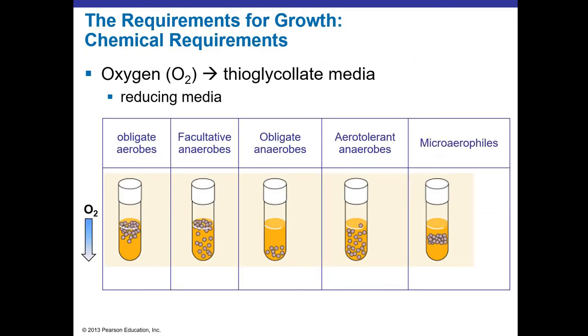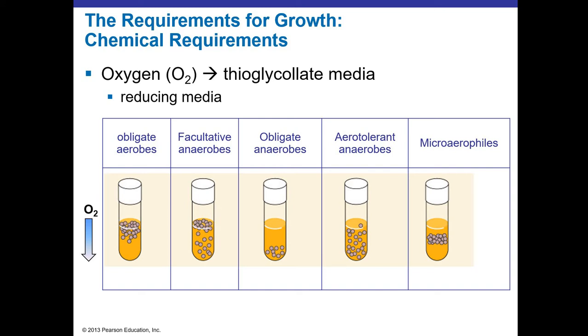So this requirement for oxygen, we can measure this in the lab by using what is referred to as a reducing media. The reducing media that is being pictured here is thioglycolate, a broth that we can put into a tube, and look where the bacteria are going to grow. In a reducing media, it binds up the oxygen, so it's not readily available for the bacteria farther down in the tube. So we see that the oxygen is going to be highest at the liquid line, and as you get farther down into the bottom of the tube, oxygen is not going to be present.